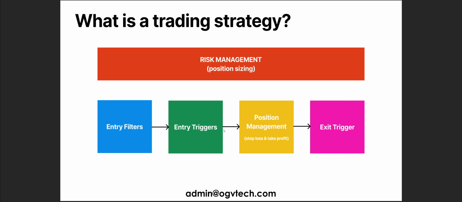Once we're in the trade, then we have position management. This would be your stop loss, your take profit levels. Those are the two basic ones that you can apply to a trade. There might also be additional exit triggers that get you out of the trade, such as it's the end of the day, I don't want to hold a position overnight, I'm out, that's my exit trigger.